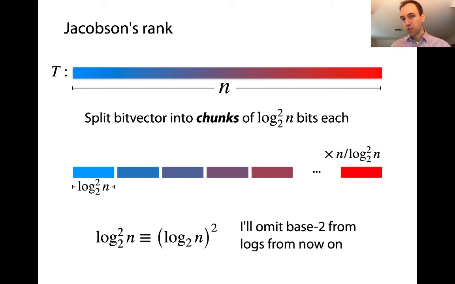Okay, so this is the first step of the divide and conquer. We've taken our length n bit vector and divided it up into chunks of length log base 2 of n squared.